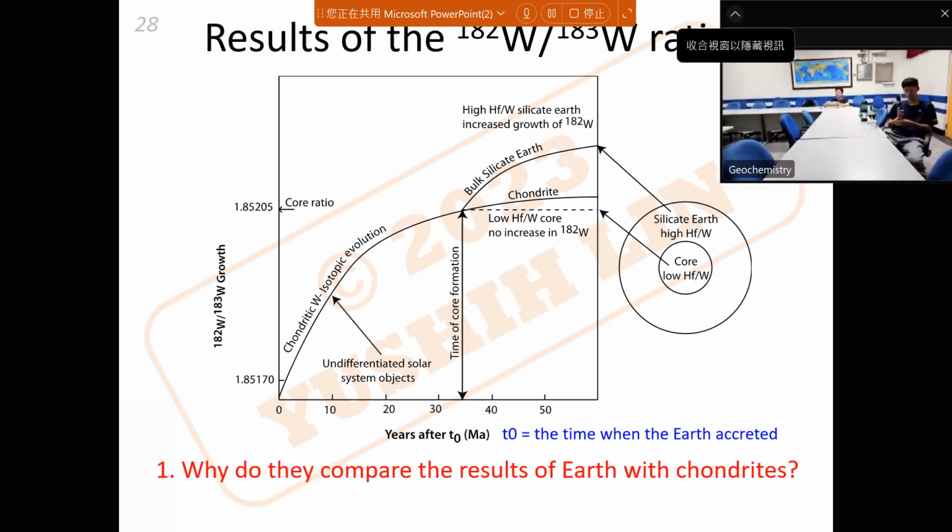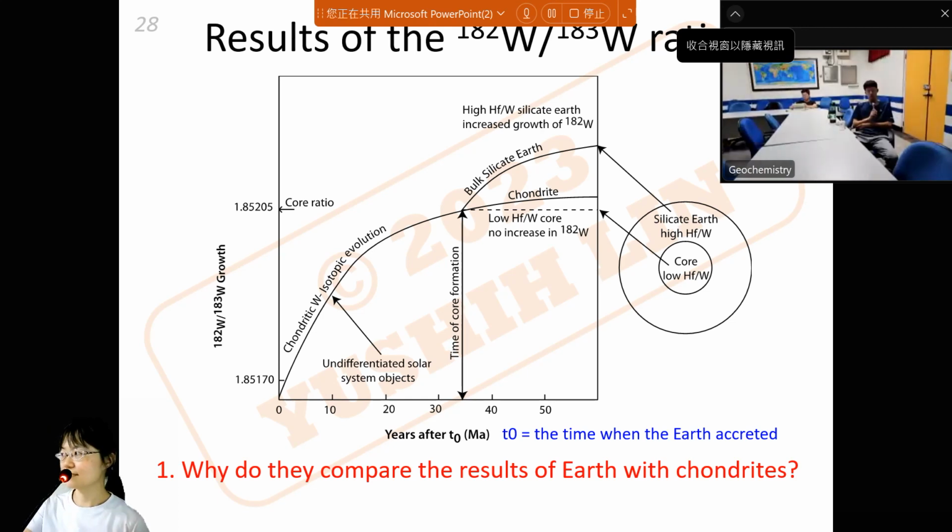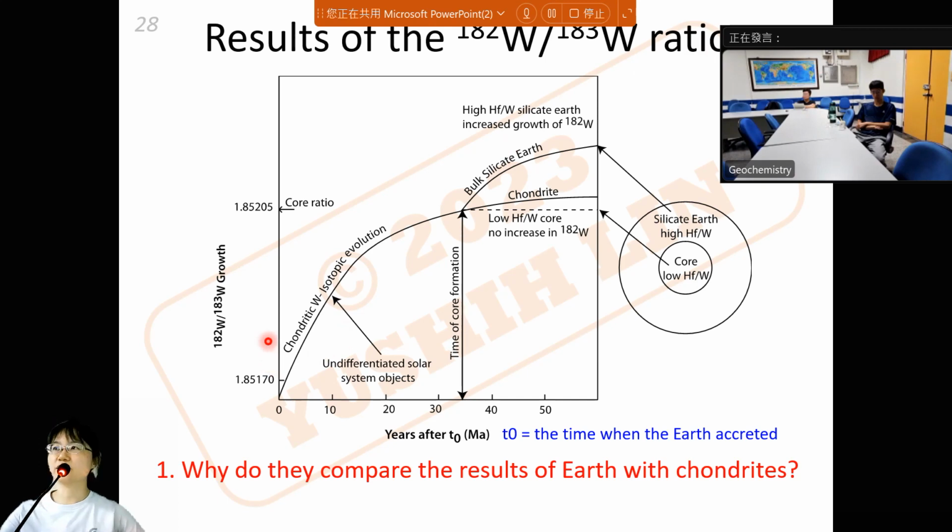Why is that? Because chondrite is from the galaxy, and so it has not been altered. Because chondrite has not undergone any planetary process. It has not undergone any separation. Therefore, you can think of it as a raw material that has not been processed at all. So we compare with chondrite. In chondrite, the ratio will increase over time because hafnium-182 will decay over time. At some point, the ratio will level off when most of the hafnium is decayed.